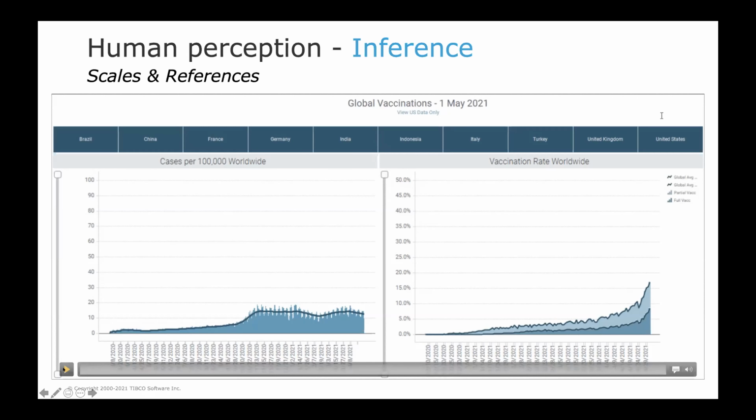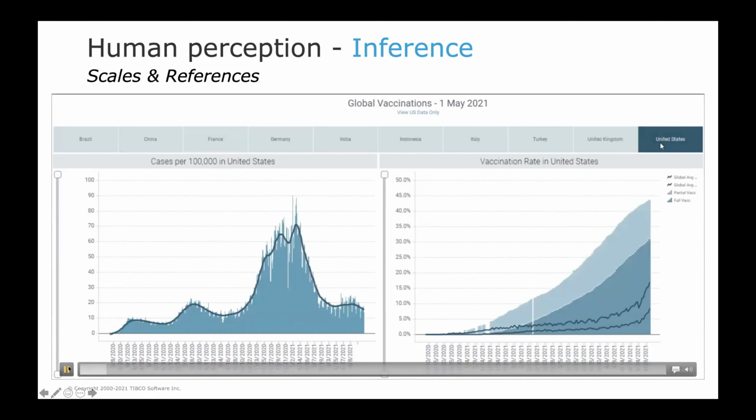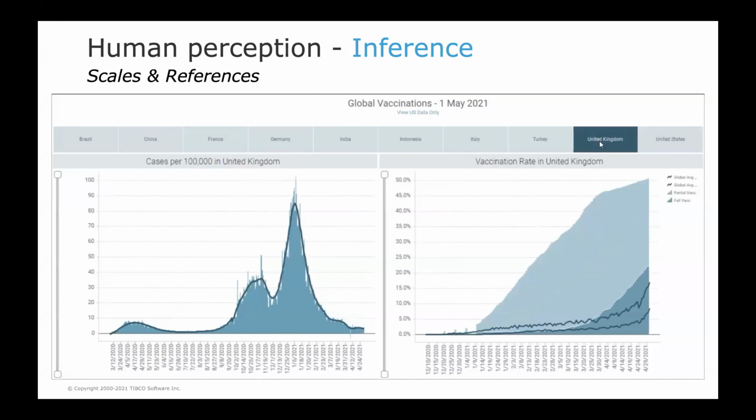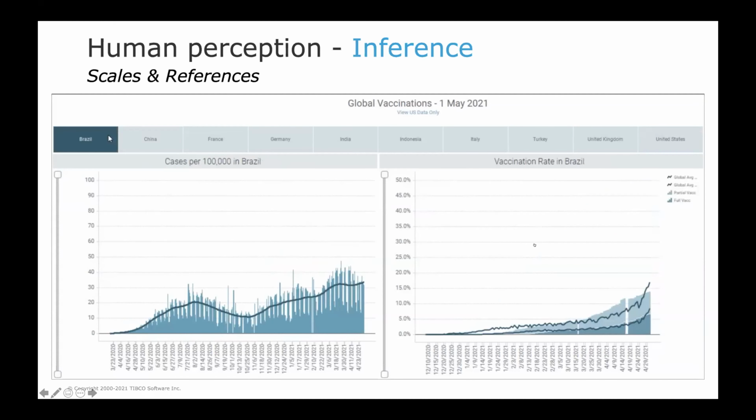So let me run this video, and you'll see that on the left-hand graph, we have cases per 100,000 people on the y-axis versus time. On the right-hand side, we have vaccination rate on the y-axis versus time. And we're now going to step through a number of countries. We're going to start here with the United States, and we can see the cases dropping, and the United Kingdom. We can see the vaccination rates, quite different.